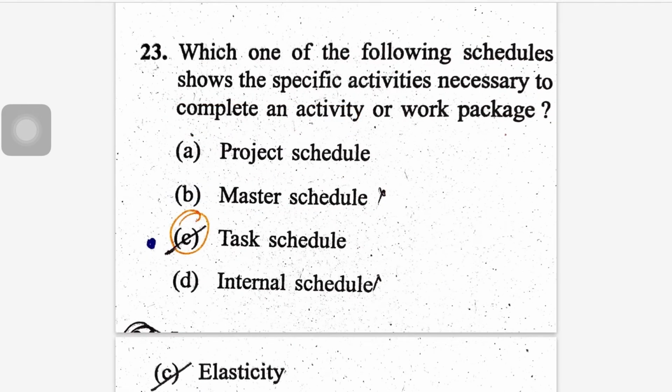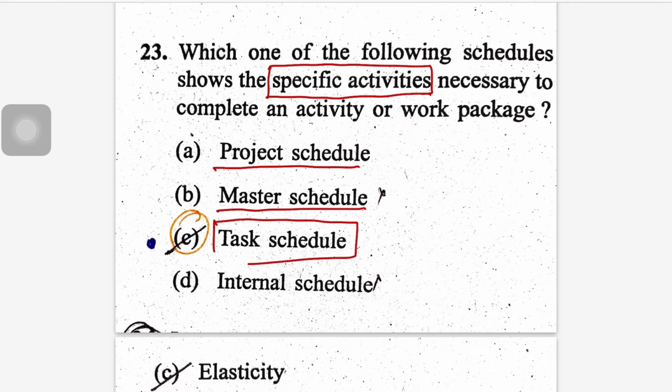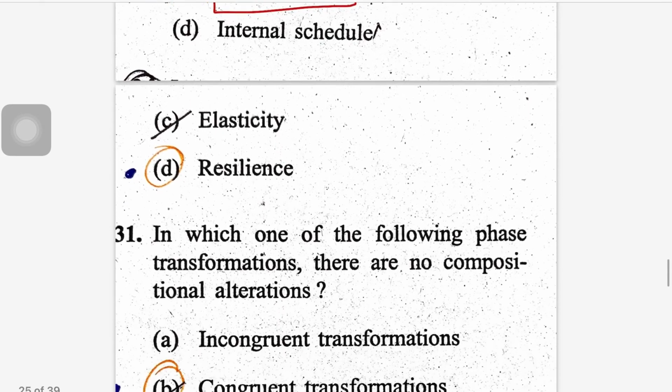This question is from project management. Always search for a keyword in the question. If you don't know the answer, just look at the keywords in the question. Which one of the following schedules shows the specific activities necessary to complete an activity or work package? Here the keyword is specific activity. If you are talking about a project schedule, then it's related to the complete project, not to a specific activity. Similarly, master schedule deals with the entire one. But when you talk about task schedule, it relates to a specific activity. So C would be the answer. Just focus on the keywords present in the question. It would be easy to mark the answer.